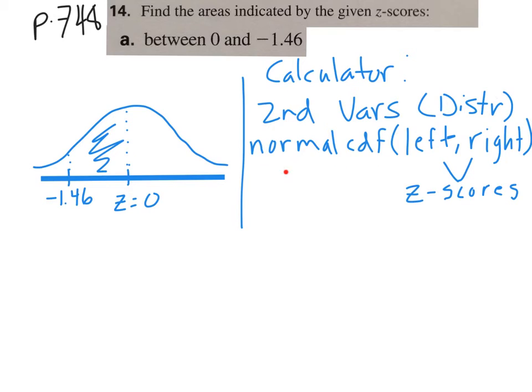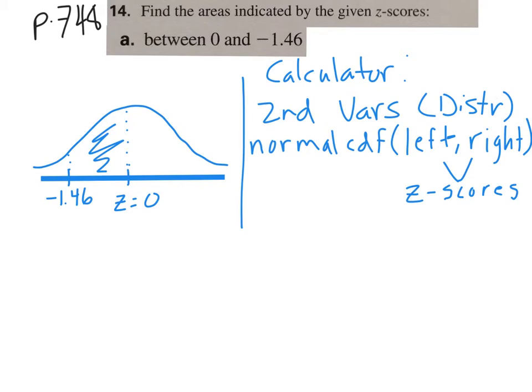This is what we're after. And what this will do is normal CDF will calculate the percent of values under the normal curve within a range of z-scores. Well, that's great because that's exactly what we want. We want the percent of values under this curve within this range. And the way you enter values into normal CDF is you always enter left, comma, right value.